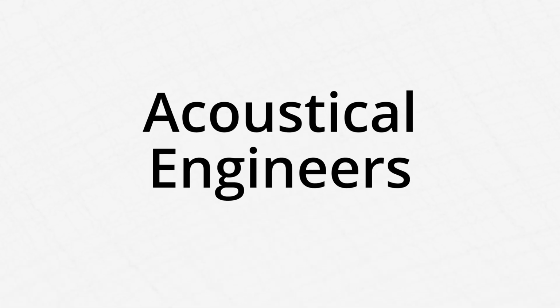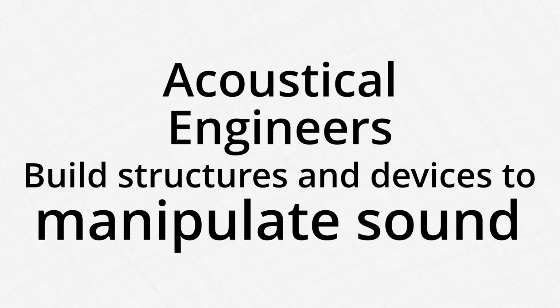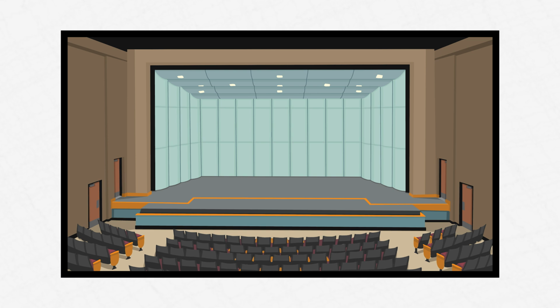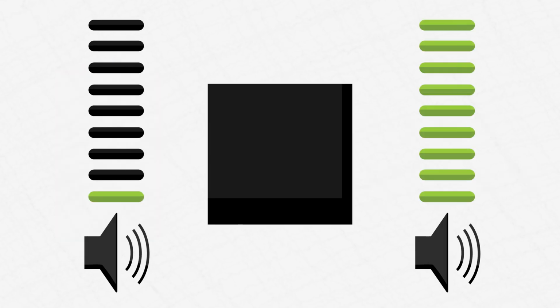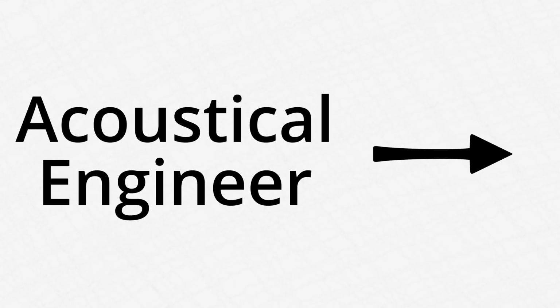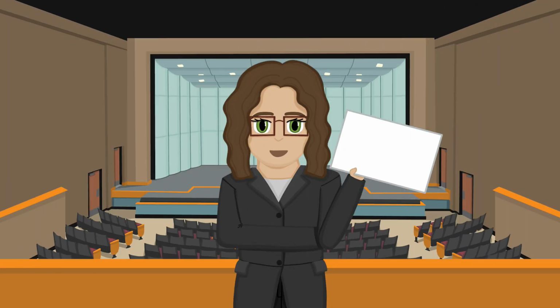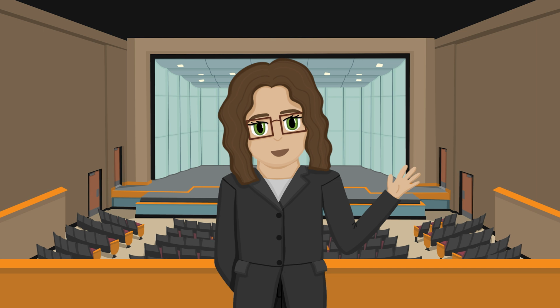Acoustical engineers, on the other hand, build structures and devices to manipulate sound. They design giant concert halls in order to make sure as many people as possible can hear a symphony concert. They design things like speakers for audio engineers to use. Anything that manipulates sound, making it louder, clearer, softer, comes from an acoustical engineer. And in order to manipulate sound, acoustical engineers have to understand what sound is and how it acts.